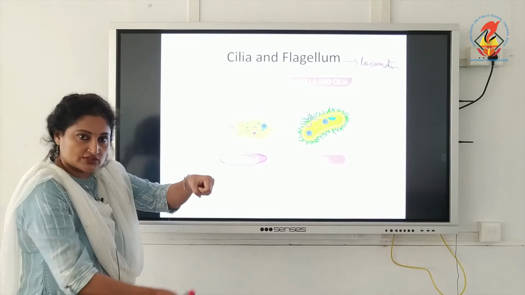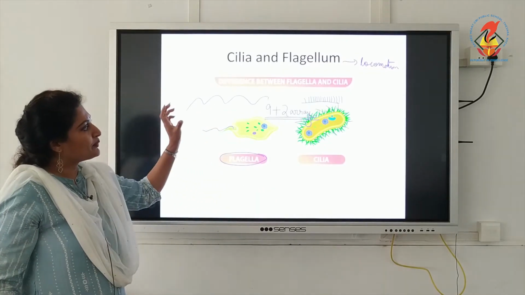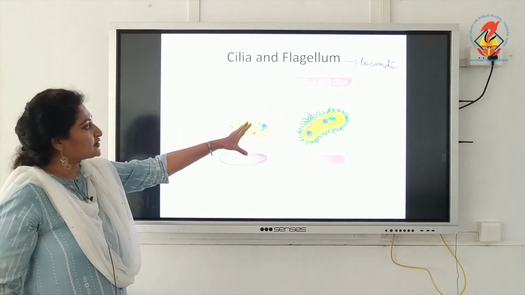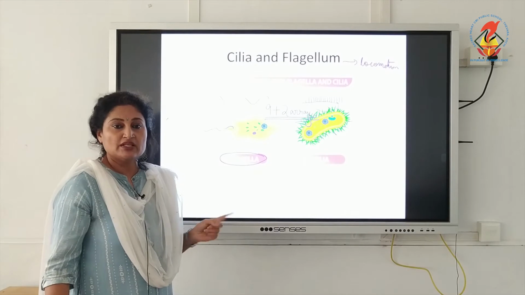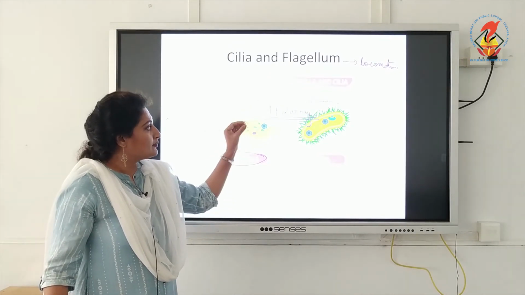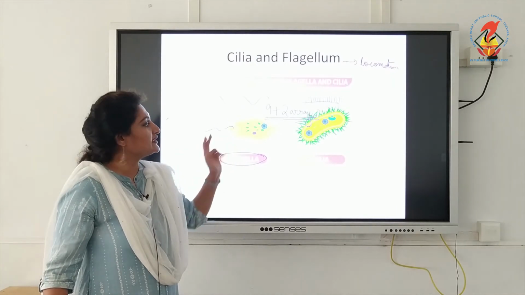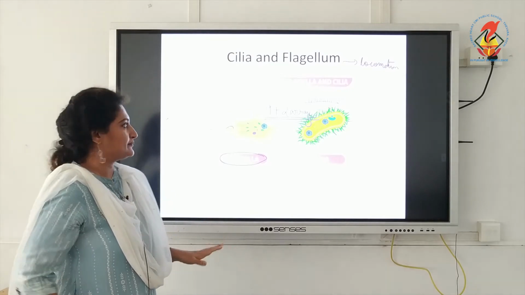Then we will take a cross section and view it under the electron microscope. The ultrastructure of the cilia and flagellum shows a 9 plus 2 array. The meaning of 9 plus 2 array is the number of microtubules that support the cilia and flagellum. Clear? Remember, it is 9 plus 2 array.